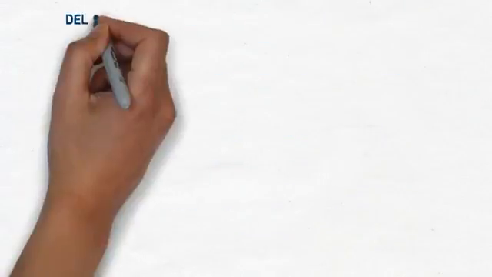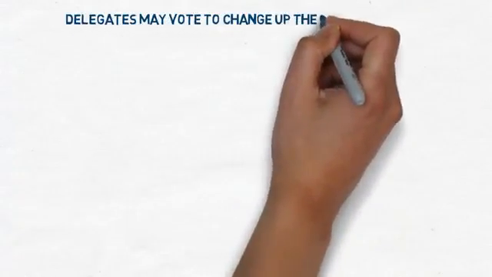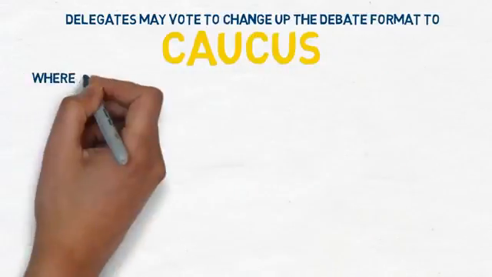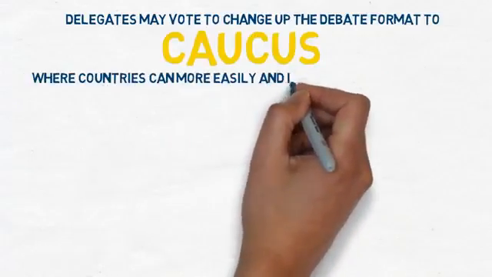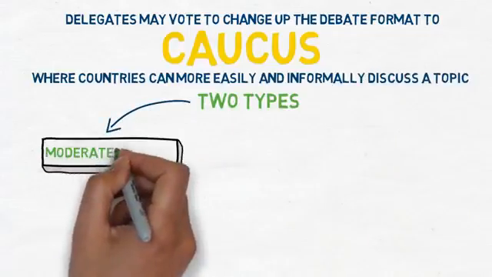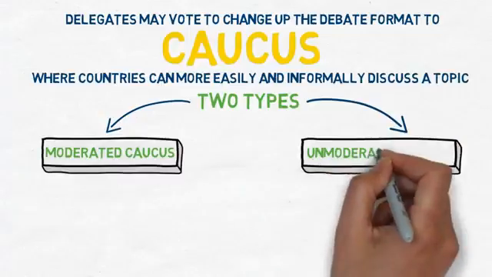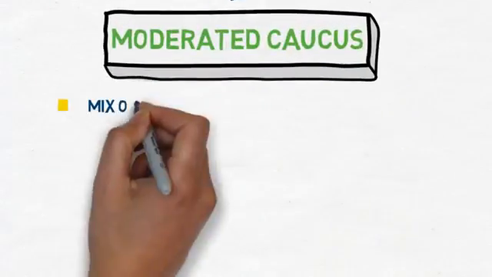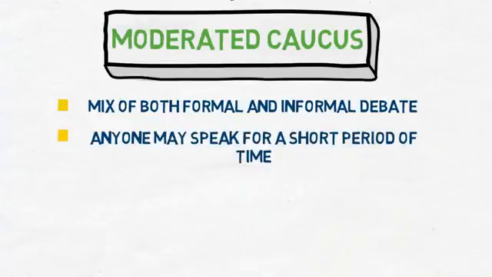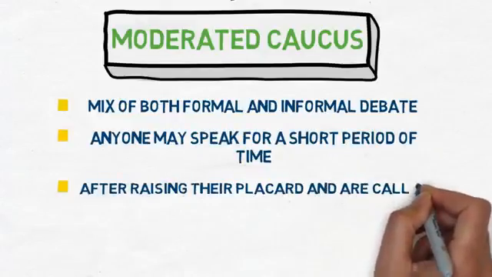After a certain number of speeches, the delegates may vote to change up the debate format to caucus. This is a temporary break in formal debate in which countries can more easily and informally discuss a topic. There are two types: moderated caucus and unmoderated caucus. A moderated caucus is a mix of both formal and informal debate, when anyone may speak for a short period of time if they raise their placard and are called on by the chair.